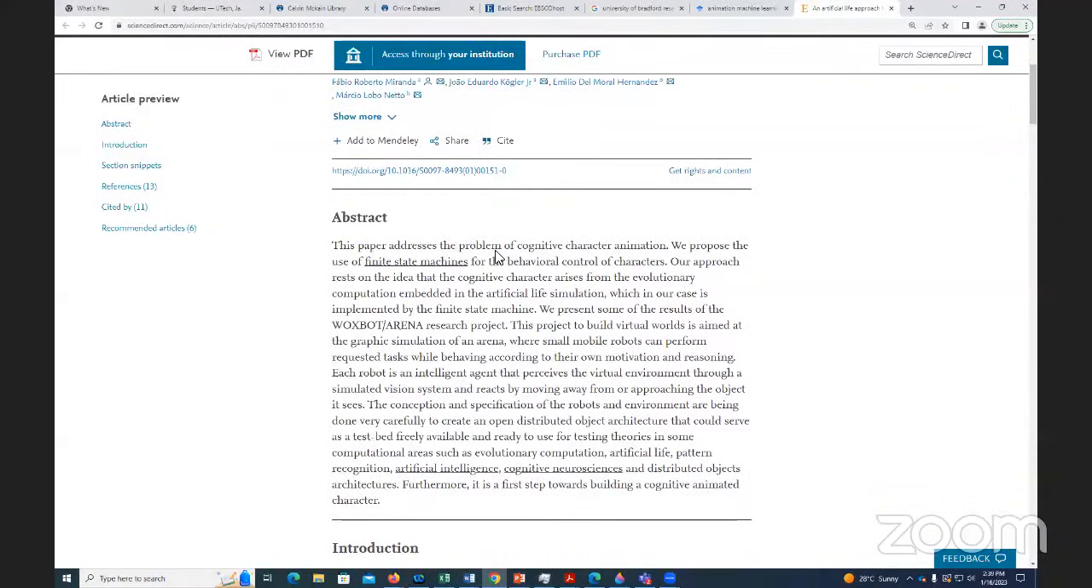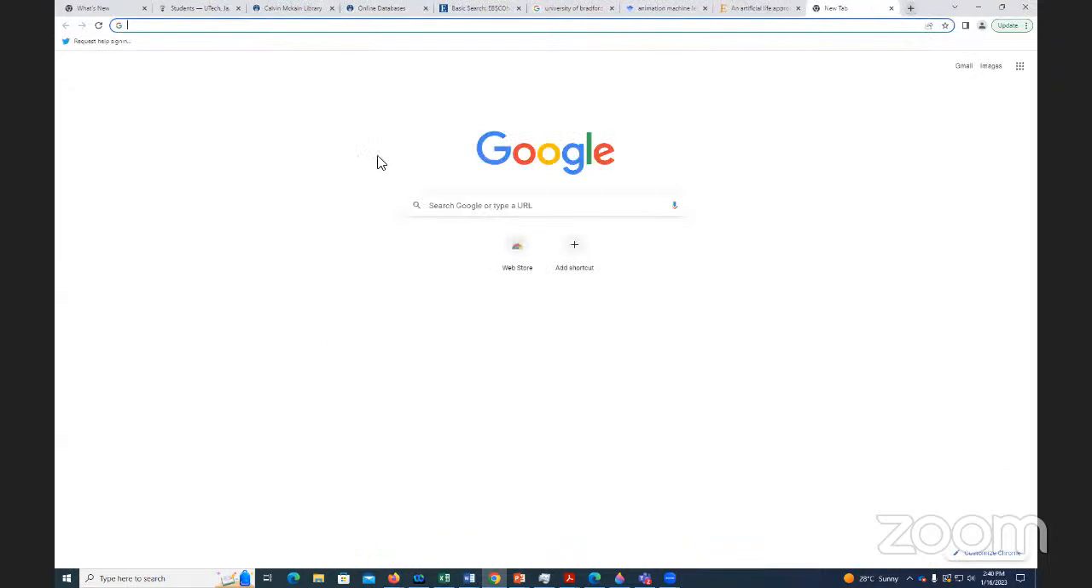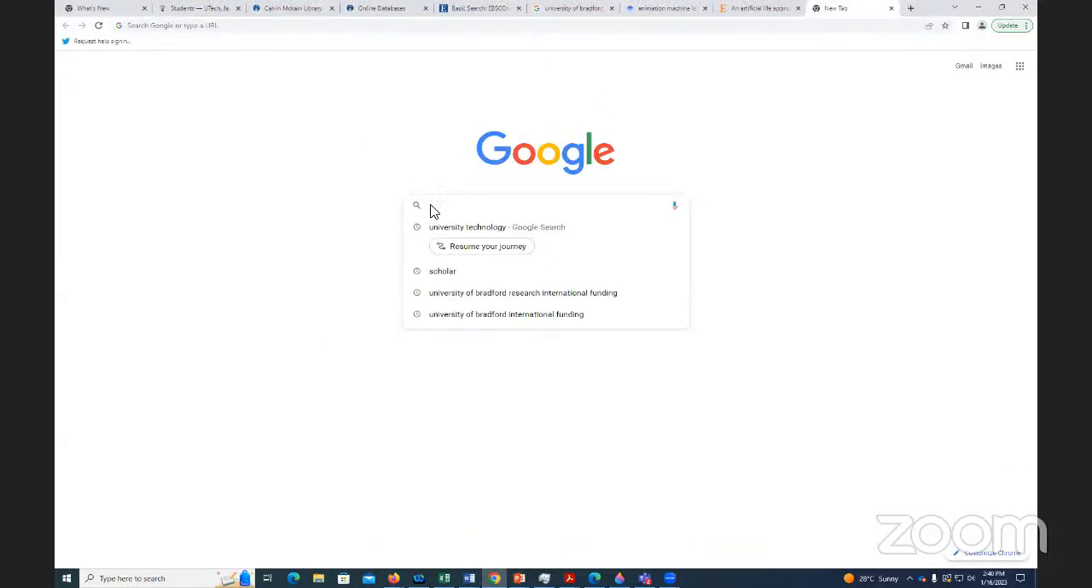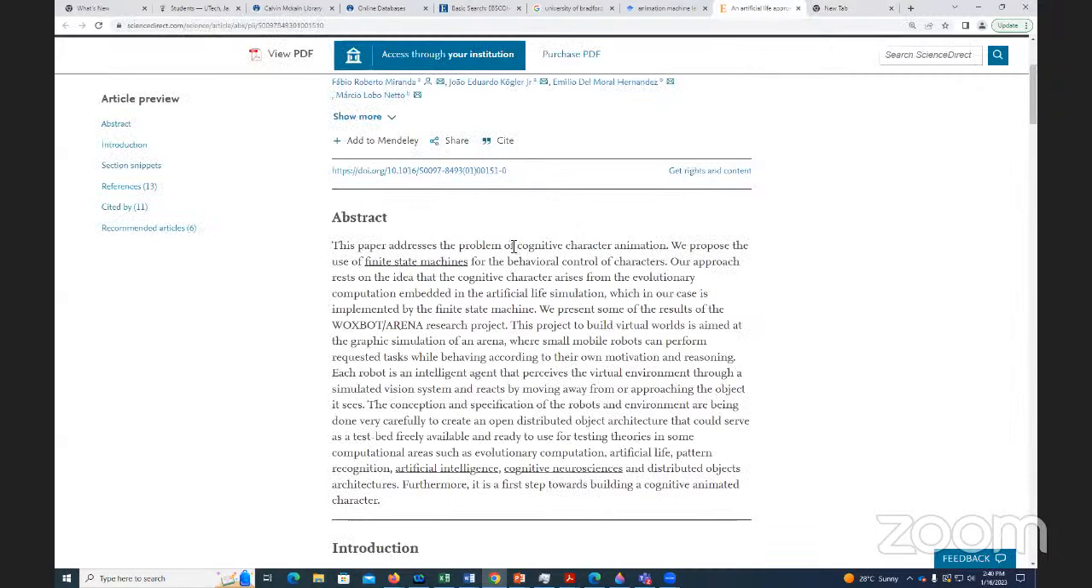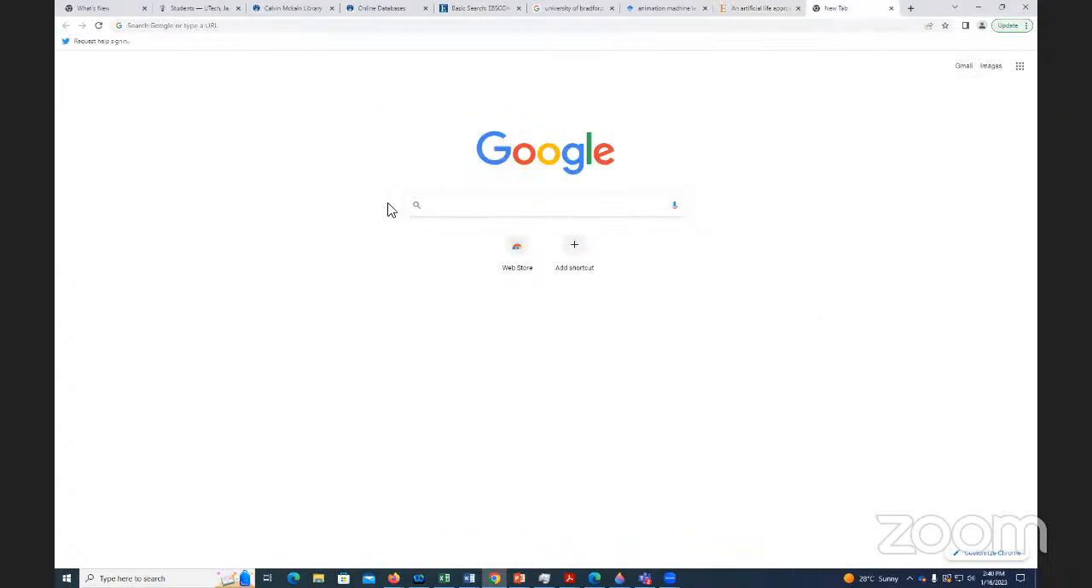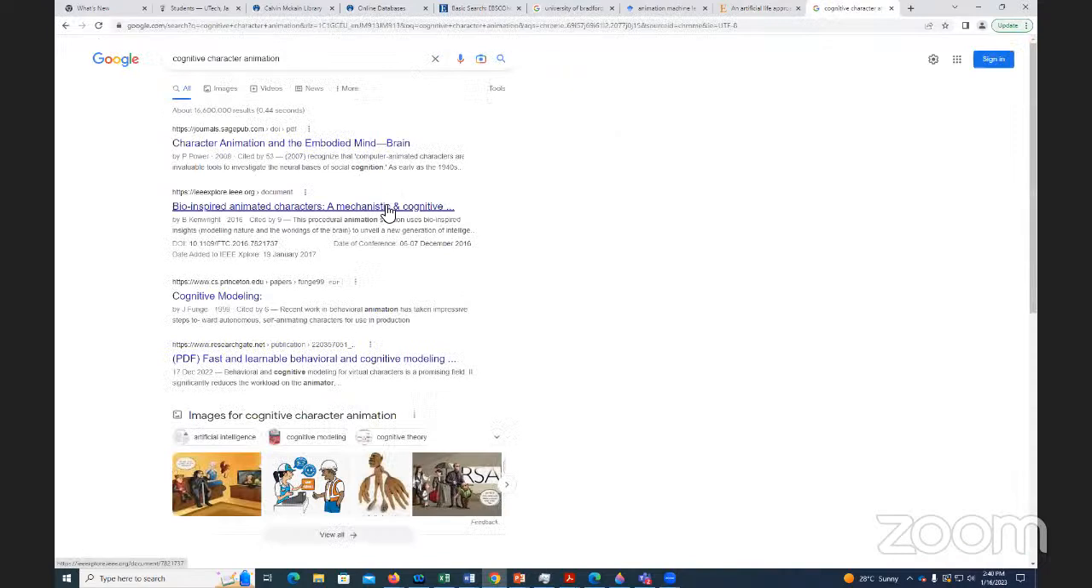This paper addresses the problem of cognitive character animation. We propose a finite state machine. This is computer science. Our approach rests on the idea that cognitive character arises from evolutionary computation. In fact, before we go any further, I guess we need to know what the word is again. Cognitive character animation. If you guys don't know, let's just Google it, hopefully so we can find out what it means. Oh, this doesn't tell me either.